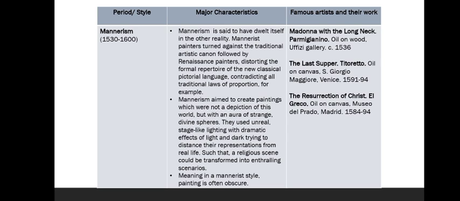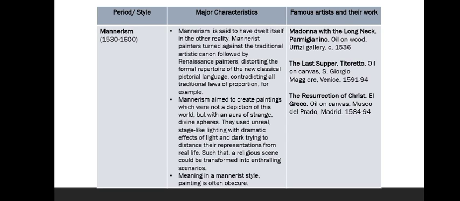The major characteristics of this period are: Mannerism is said to have dwelt itself in the other reality. Mannerist painters turned against the traditional artistic canon followed by Renaissance painters, distorting the formal repertoire of the new classical pictorial language, contradicting all traditional laws of proportion. Mannerism was born as a reaction to the harmonious classicism and naturalism of the Renaissance.